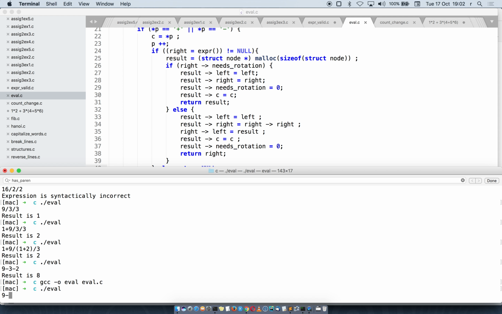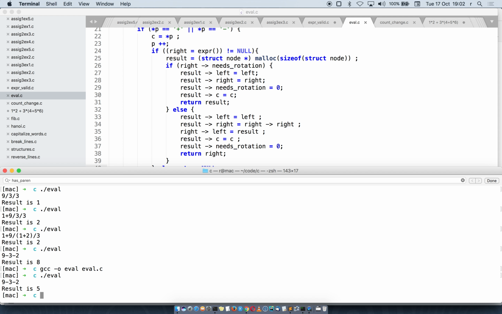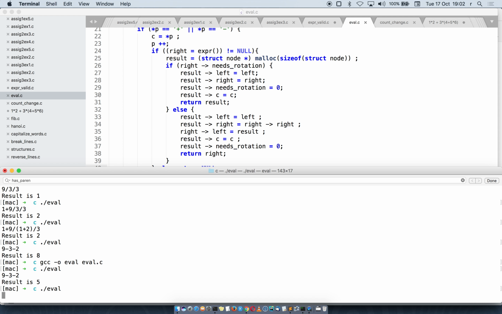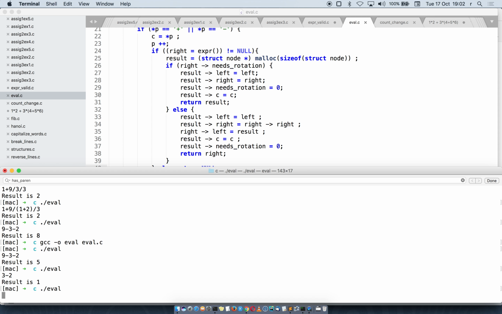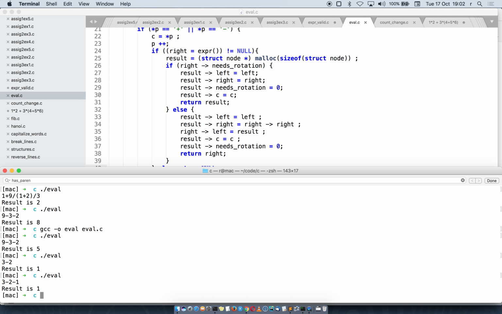So 9 minus 3 minus 2, and the result is 5, which is incorrect. So 3 minus 2, we have the same thing. The result is 1. 3 minus 2 minus 1, the result is 1.